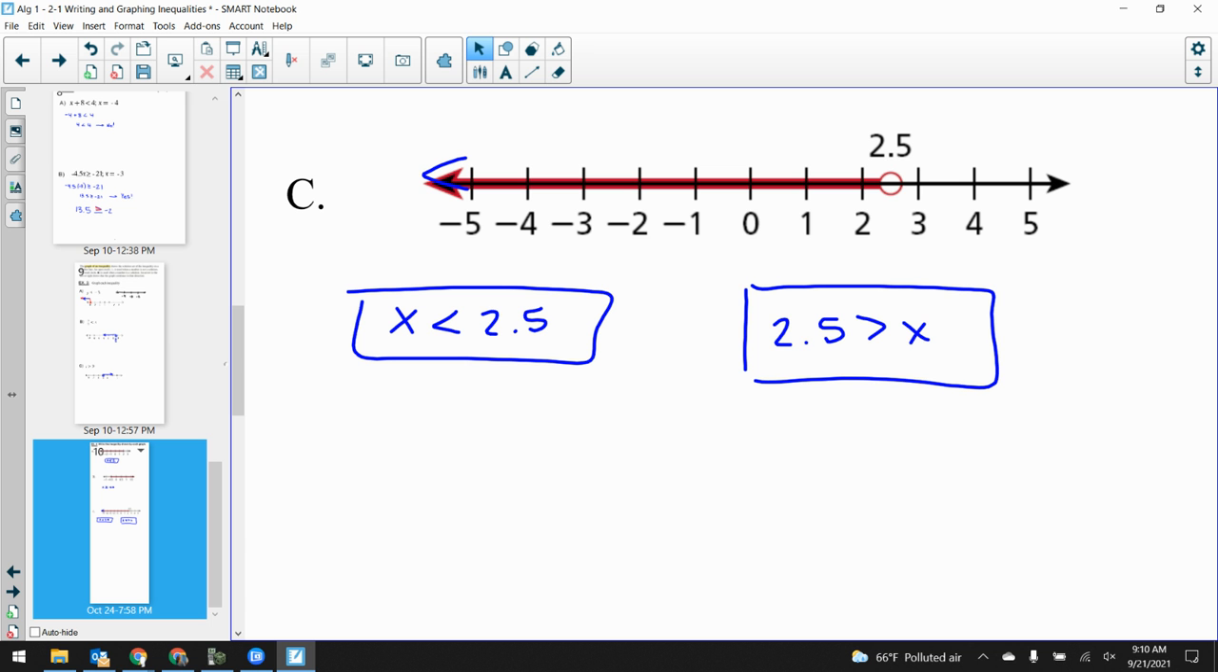For A, I have it on the left side. I would always put the variable on the left. But you did it the right way, then that's fine. All right.